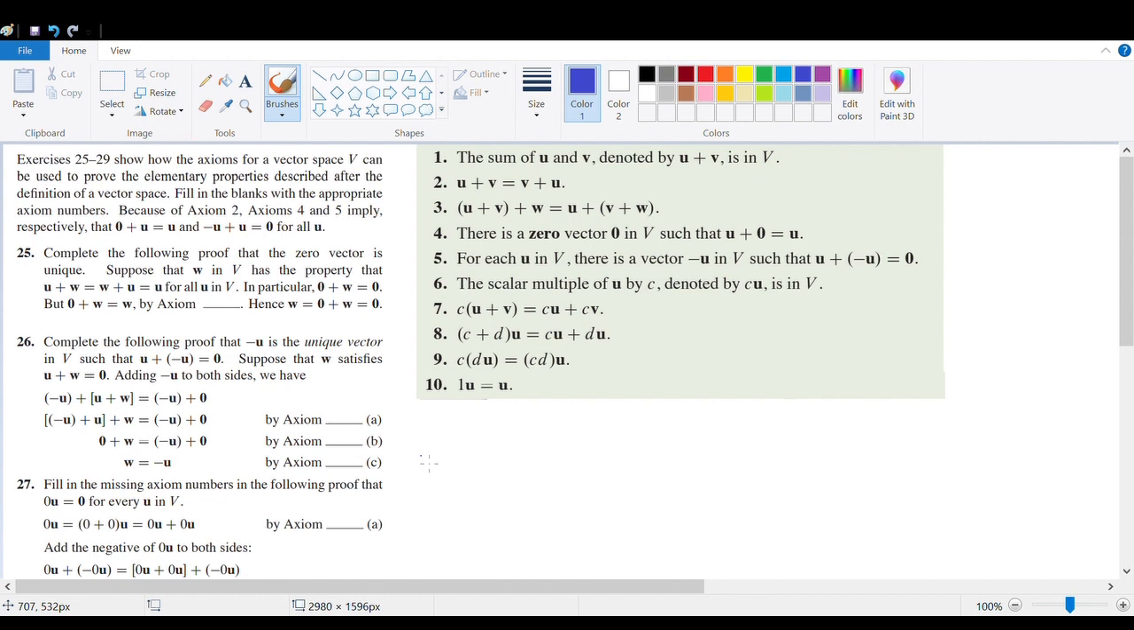So for the axiom here, we can use axiom 4: there is a zero vector in V such that u plus 0 is equal to u, which is for this one, 0 plus w is equal to w. Also, we use axiom 2: u plus v is equal to v plus u. Because here we have u plus w equal to w plus u, which is equal to u. So this one is by axiom 2 and 4.